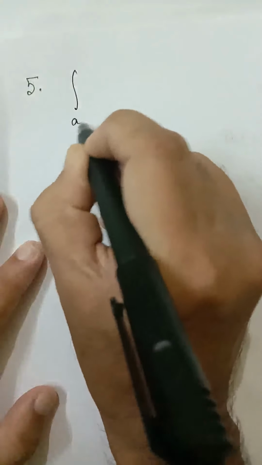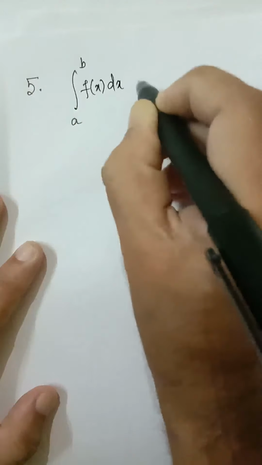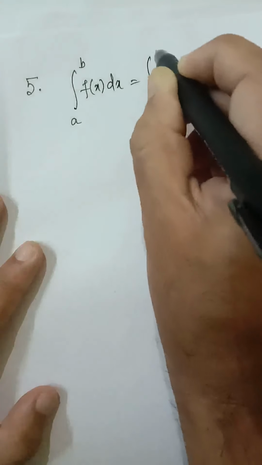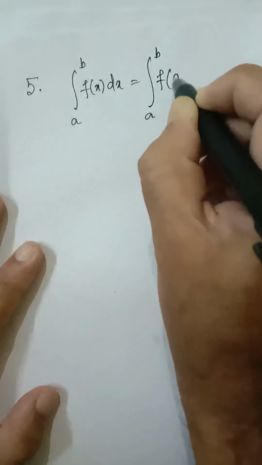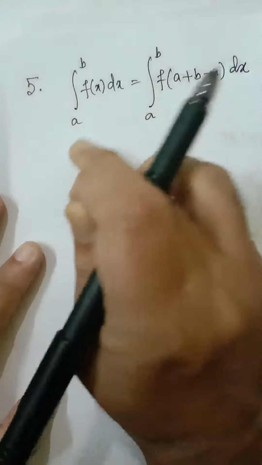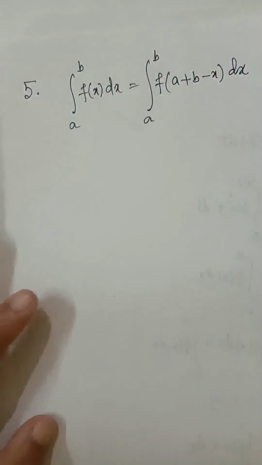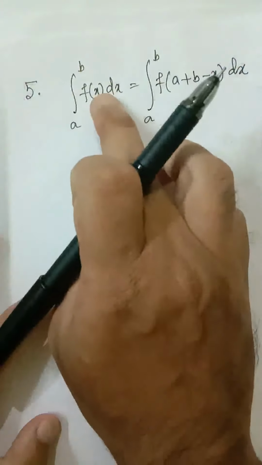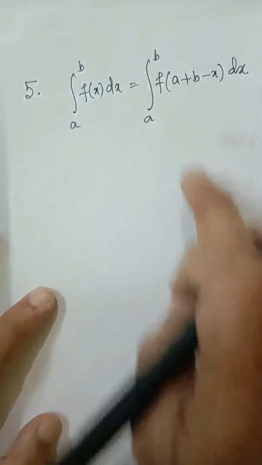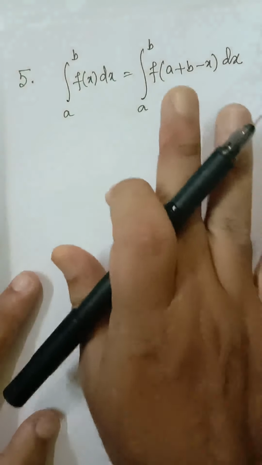Next property is integration of a to b f(x) dx is equal to integration of a to b f(a plus b minus x) dx. Integration of a to b f(x) dx equals integration of a to b f(a plus b minus x) dx. You can see a plus b minus x. If we replace x by a plus b minus x, the value of the integral will be unchanged. Again, let me prove this one.